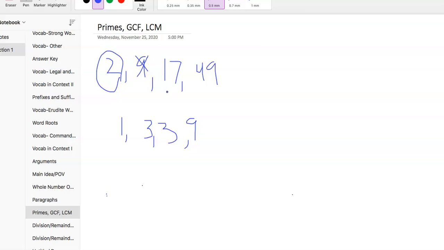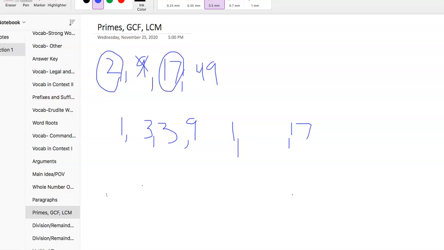And then what about 17? Doing the same thing, I've got 1 and 17. Are there any two numbers besides just 1 and 17 that we can multiply together to get 17? Any other two integers? And the answer is no. Because of that, 17 is prime. So 17 is a good one.